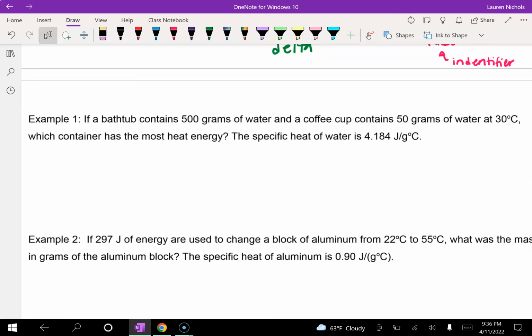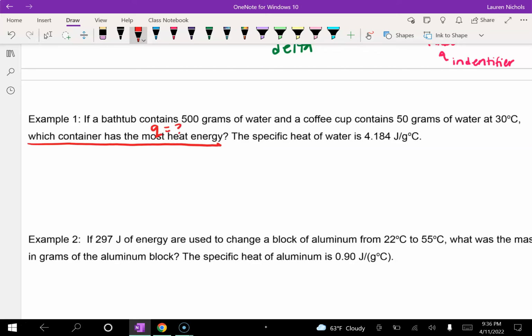If we think back to the bathtub and the coffee cup, if we actually put exact numbers to it, we can calculate what we have. If a bathtub contains 500 grams of water and a coffee cup contains 50 grams of water at 30 degrees Celsius, which container has the most heat energy? The specific heat of water is 4.184 joules per gram degrees Celsius. So they want to know which container has the most heat energy. They're saying, what is Q equal to?